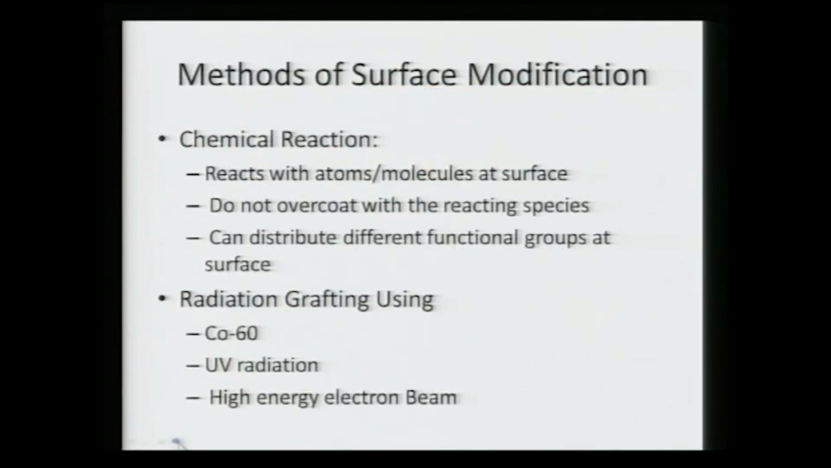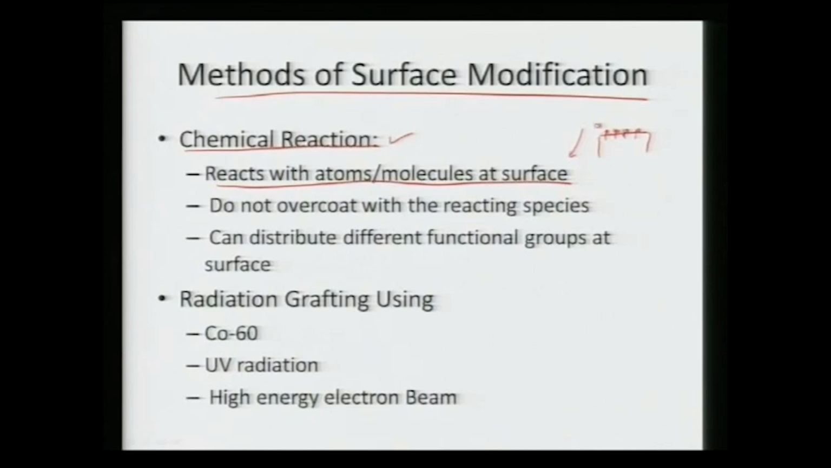And there are certain methods of surface modification. So, we can modify the surface by something called chemical reaction. In the chemical reaction, we can make the surface react with atoms or molecules at the surface. So, somehow we are now letting the surface atoms which are sitting on the surface of this particular device react and then form something else.